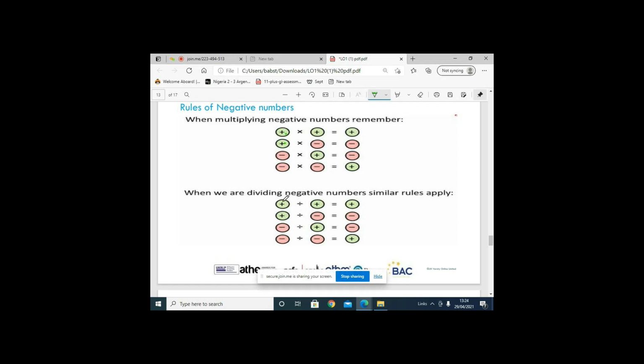The same thing applies to division. If you divide positive and positive together, you get positive. If you divide positive and negative, you get what? Negative. If you divide negative and positive, it's negative. Negative and negative is positive, yes.